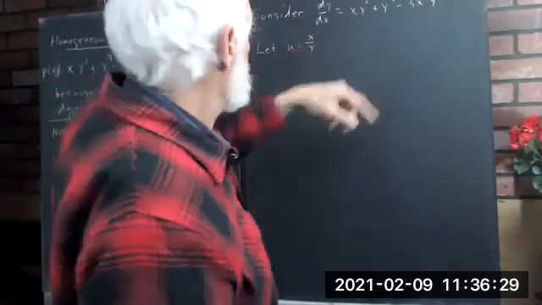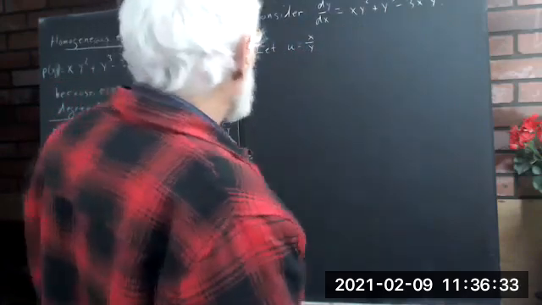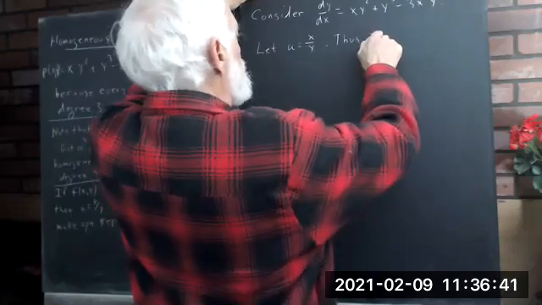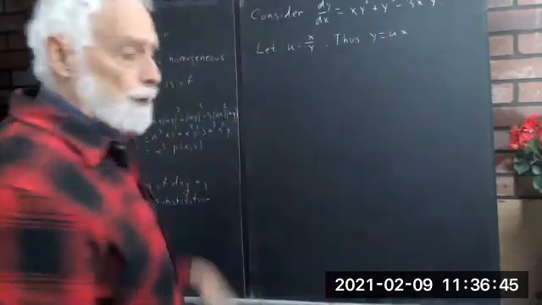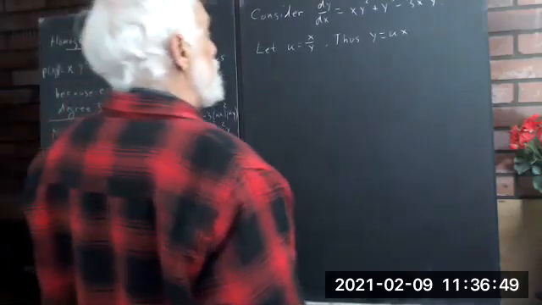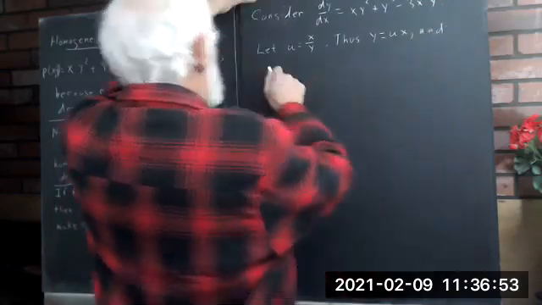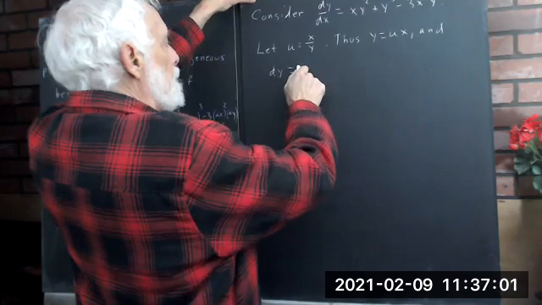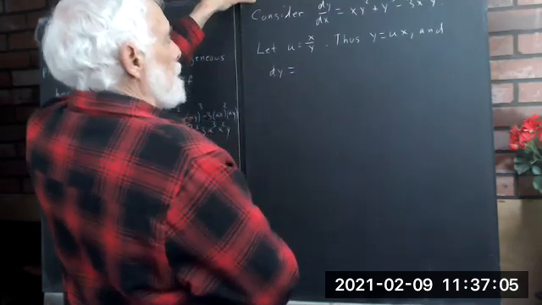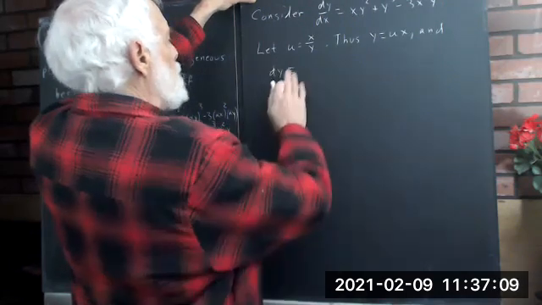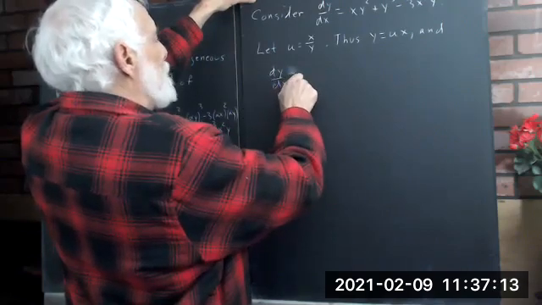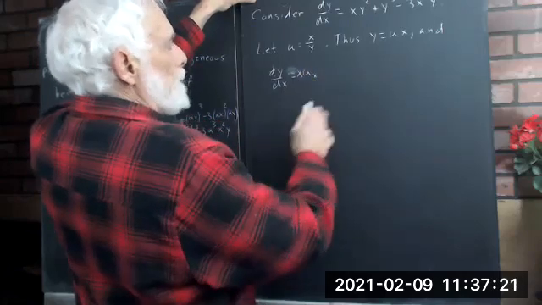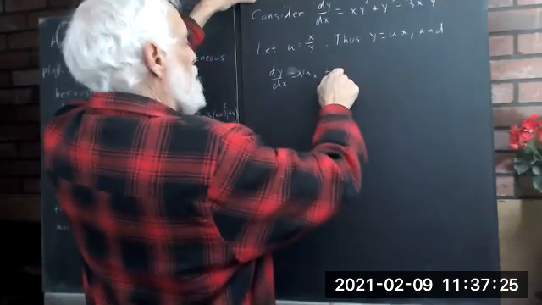This is homogeneous of degree 3. So we're going to let u equal x over y. So y equals u times x. And dy/dx equals, we'll write ux times x, derivative of this times this, plus u.